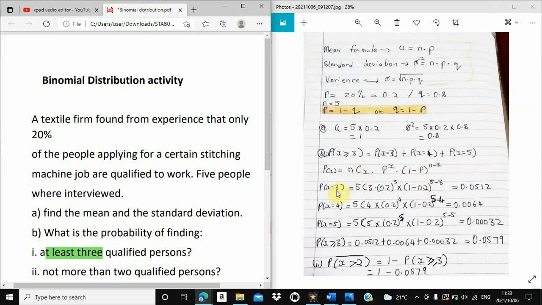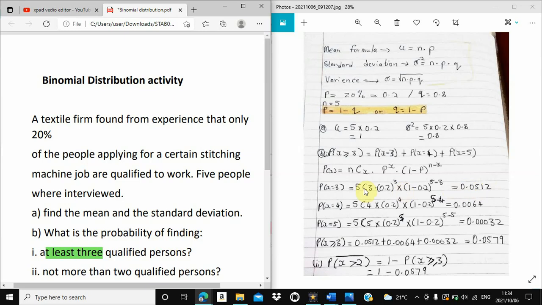Now what is the probability of x equals 3? Wherever there is x, you are going to put 3, since they ask what is the probability of x equals 3. Because we said now we want the probability of at least 3, that means x is greater than or equal to 3. We start with 3. That's why we said 5C3 times 0.2 to the exponent 3 times (1 minus 0.2) to the exponent 5 minus 3. Our answer was 0.0512.